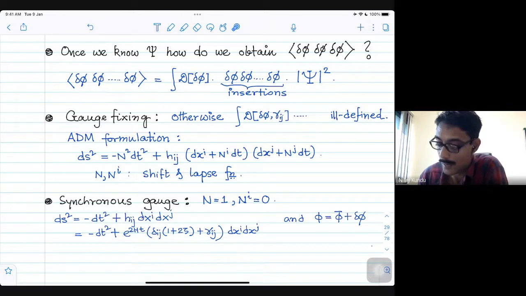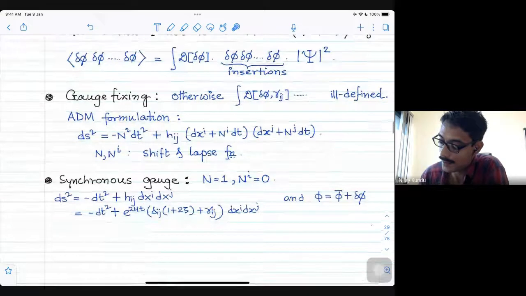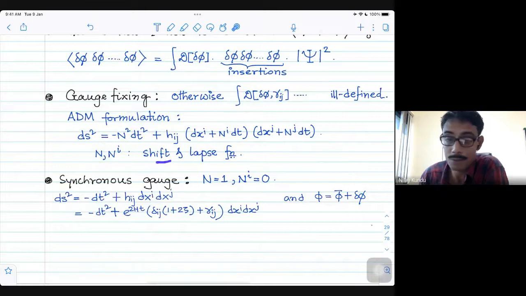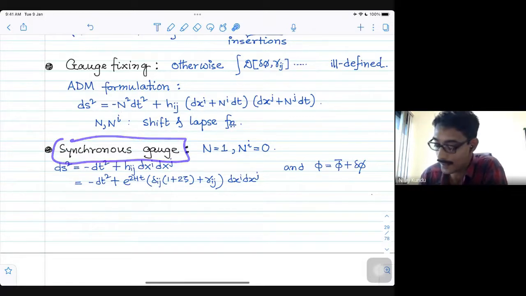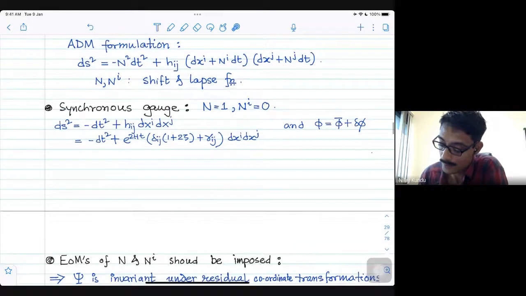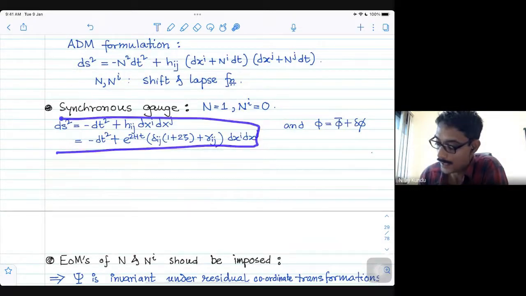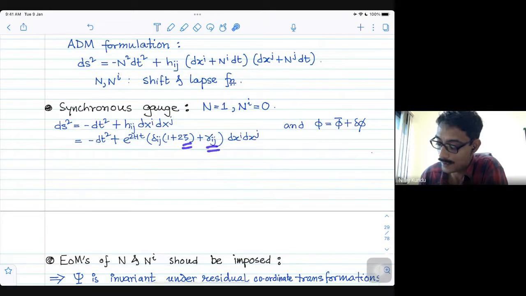To address that, we would like to work in the ADM formalism, where the metric is written in this form, with N and N_i being the lapse and shift functions. Then we fix the gauge by making the choice that N equals 1 and N_i equals 0. This is called the synchronous gauge. In that gauge, the metric turns out to be this one, where you can see that zeta and gamma ij appear inside this h_ij, and the scalar sector also has this perturbation delta pi, the fluctuations of the inflaton.